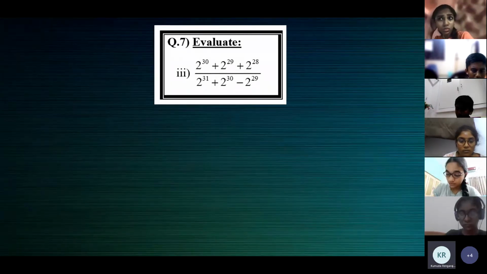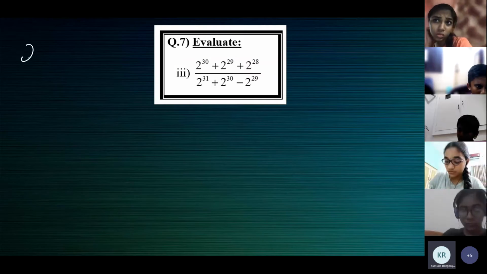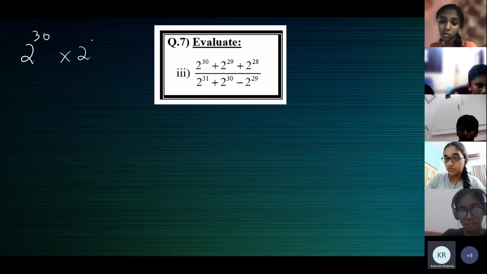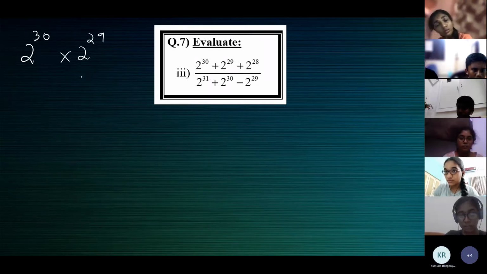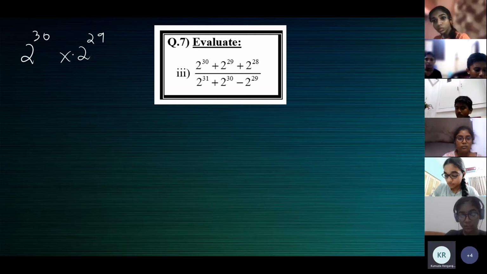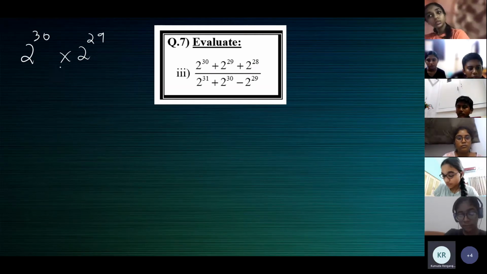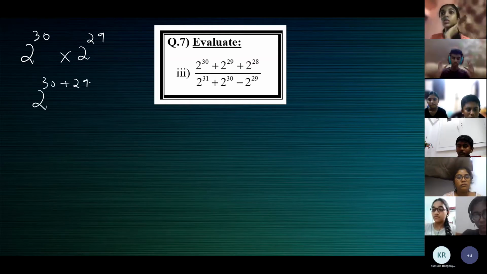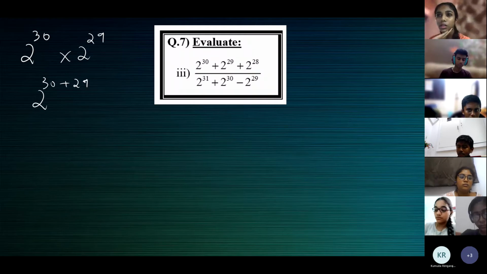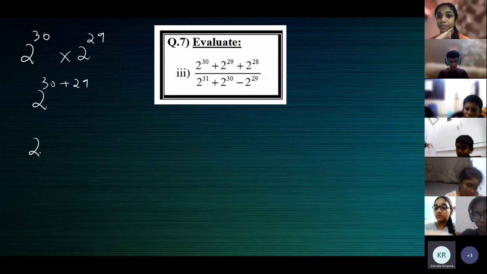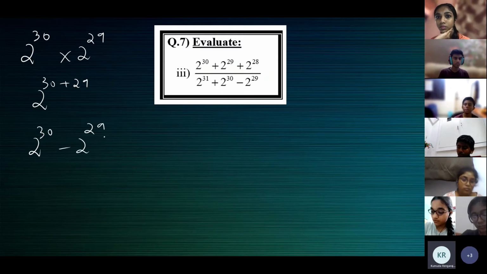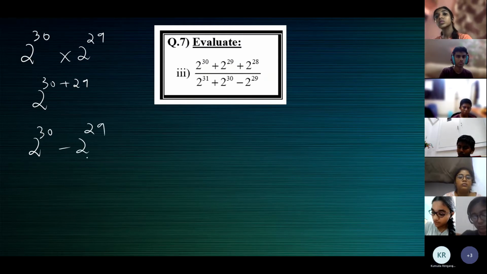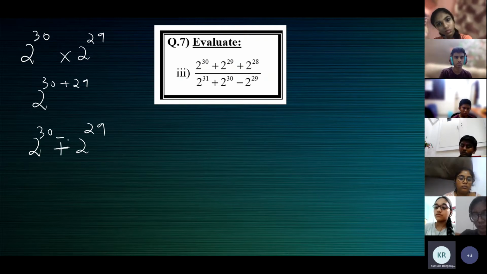See, we use the rule only for multiplication and division. If it was 2 to the power 30 into 2 to the power 29, then we say bases are same, add the powers, 30 plus 29. When it is 2 to the power 30 minus 2 to the power 29, there is no law here. When in exponents the connector is a plus or a minus, there is no law.